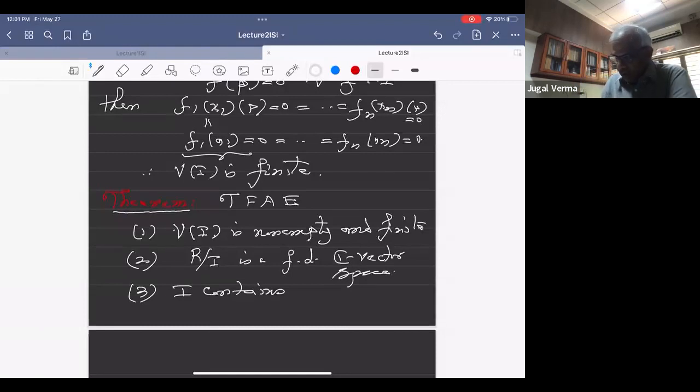All right. So I contains a polynomial in x1, a polynomial in x2, and a polynomial in xn. This is the criterion for a finite algebraic variety. A zero-dimensional algebraic variety V(I) is finite if and only if R mod I is a finite dimensional vector space, and we can test finite dimensionality using special elements in I: I must contain a polynomial in x1, a polynomial in x2, and so on. Are there any questions?